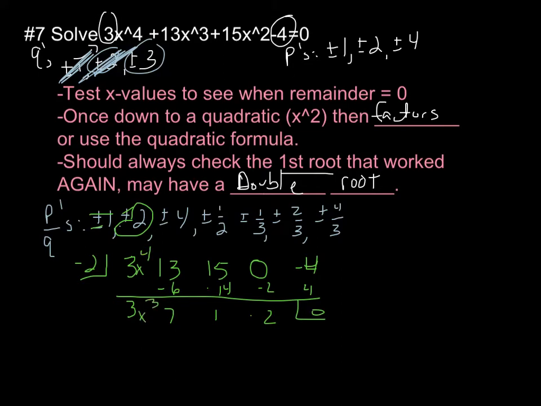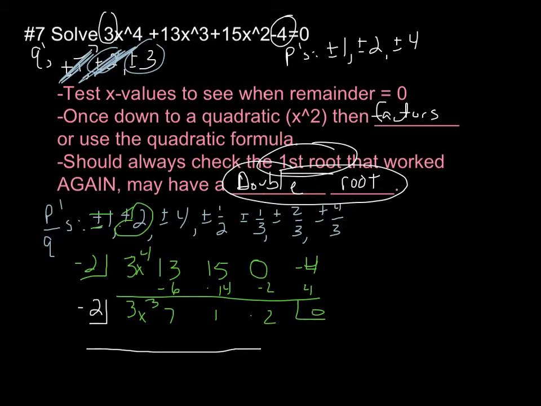But what did I say in this last hint? You should always check the first root that you found. Again, it might be a double root. So you need to depress this bad boy again. Put -2 in the hoopty right here. And now go from a cubic to a quadratic.